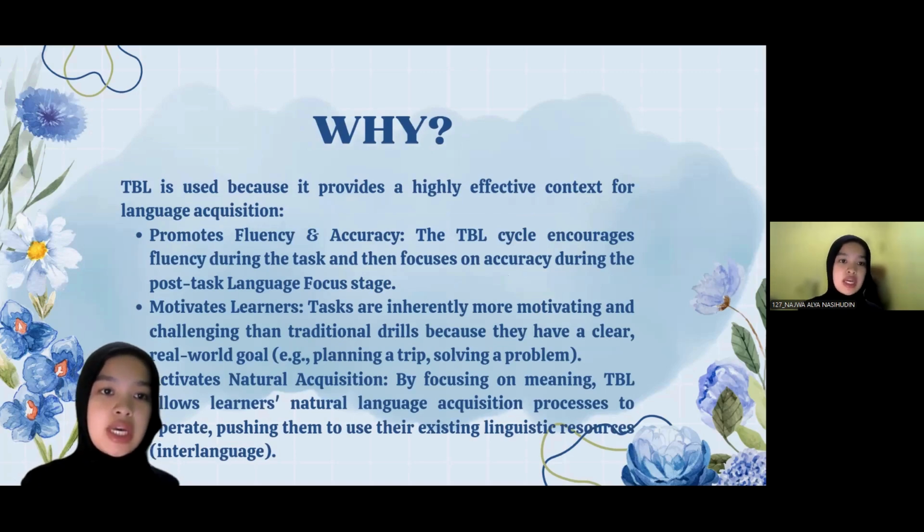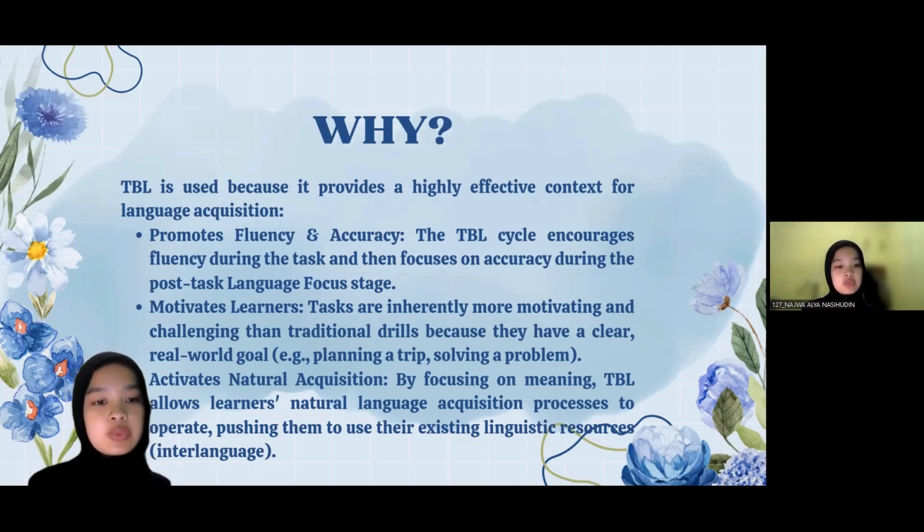And then the second one is why. So TBL is used because it provides a highly effective context for language acquisition. First one is promotes fluency and accuracy. The TBL cycle encourages fluency during the task and then focuses on accuracy during the post-task language focus stage. And then the second one is motivates learners. The tasks are inherently more motivating and challenging than traditional drills because they have clear real-world goals, for example, planning a trip or solving a problem.